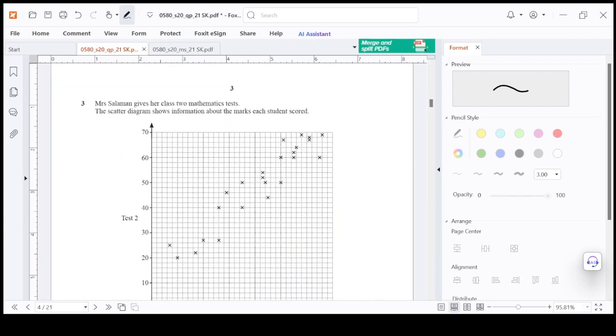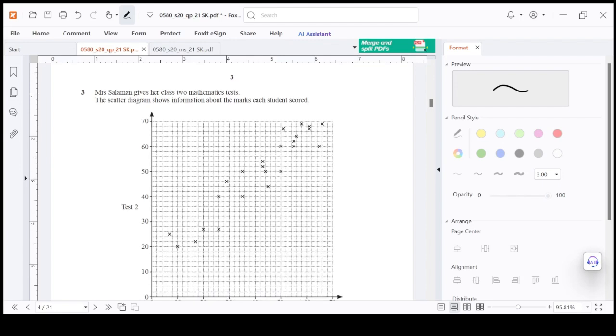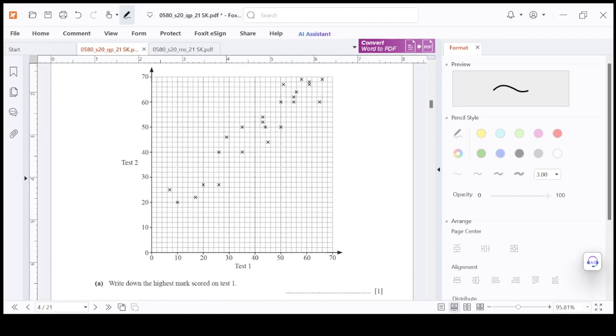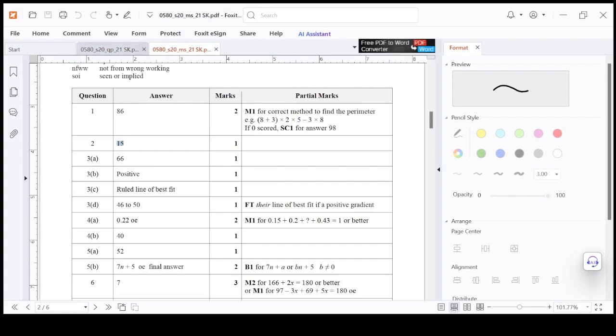So Mrs. Salman gives her class 2 mathematical tests. The scatter diagram shows the information about the marks each student scored. Write down the highest marks scored in test 1. Here's test 1, and I believe this cross represents the highest test score in test 1, and that seems to be 66. So is 66 the answer? Yes.